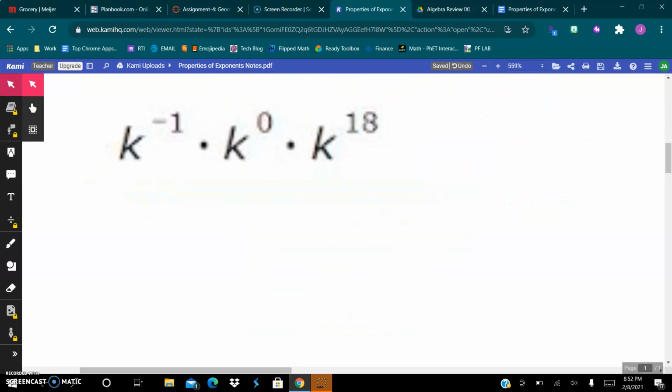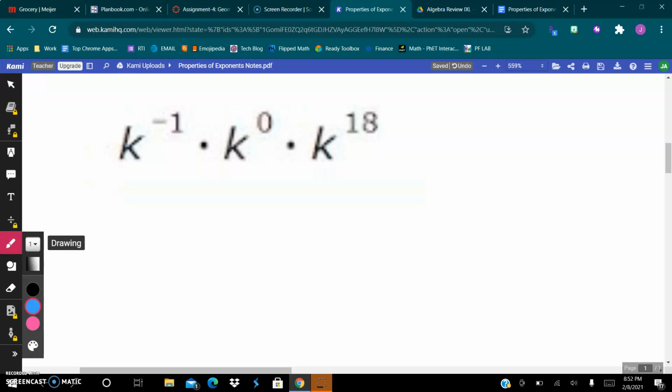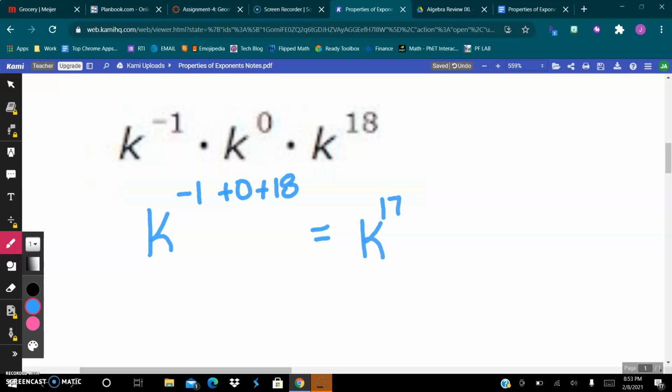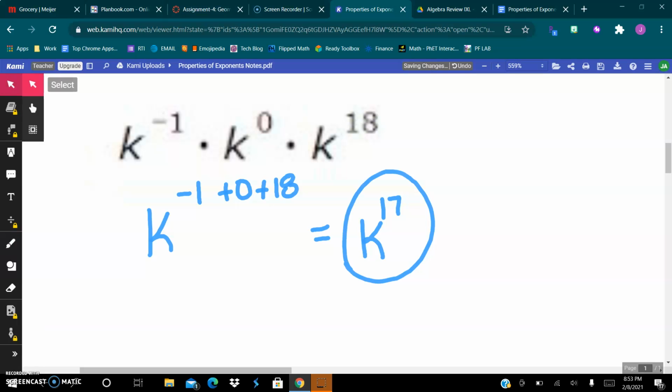This one, they're all k's and they're all being multiplied together, so we add their exponents. So we have negative 1 plus 0 plus 18. So that would equal 17. So this one would be k to the 17th power.